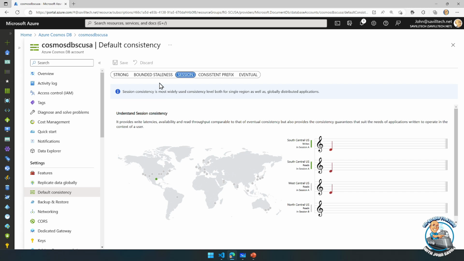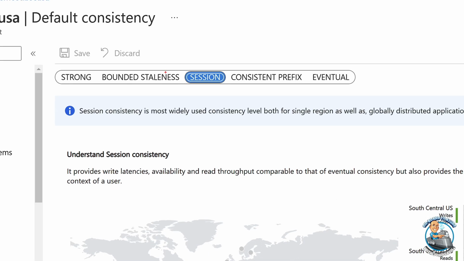Now you'll notice I have 5. Strong, which we saw, which cannot have multi-write. Everyone should always see the same thing. Eventual, who cares? They can see reads and writes out of order. Eventually, they'll all see the same thing. Session is very common. If I'm in the same session, everything in that session should see the same order for writes and reads. Well, there's a certain amount of bounded staleness, how far I can go out. Within a consistent prefix, I should see the same thing.